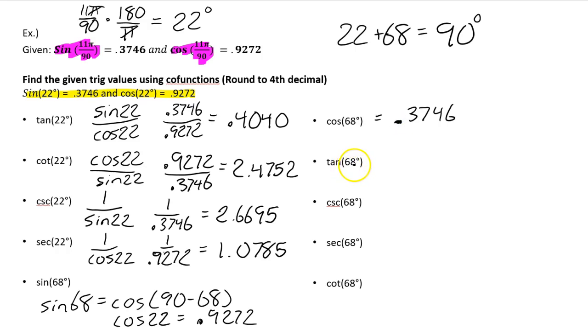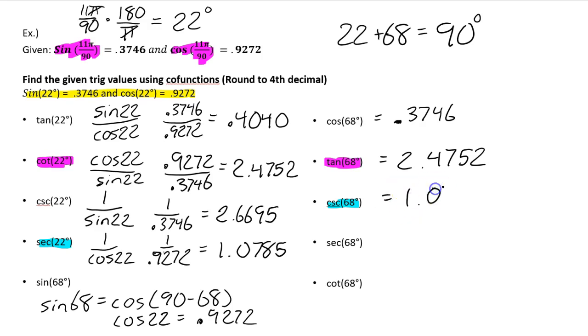Tangent goes with cotangent. So I'm going to slide over to where I had cotangent. So we know that those values are going to match. So 2.4752. Cosecant matches with secant. So I'm going to use that value.